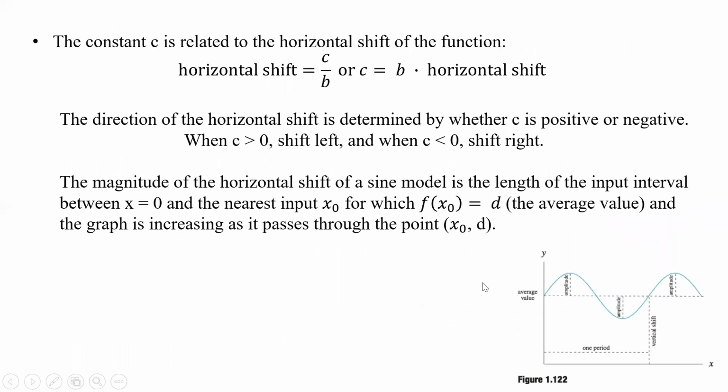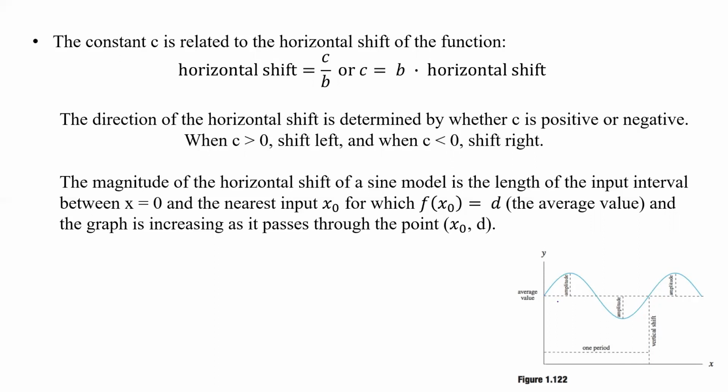Now the constant c is related to the horizontal shift of the function, and it's going to be c divided by b if we have the sine function already presented, or we can find it by taking our b times a horizontal shift. And so depending on horizontal shift, we actually don't show it on here. Here it would be 0 because it's right on the money, so we don't have a shift.